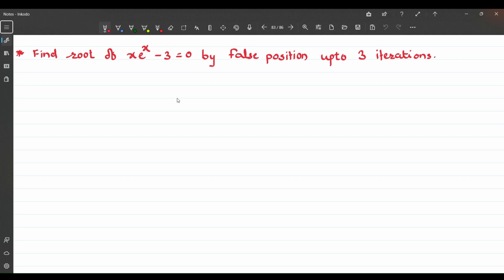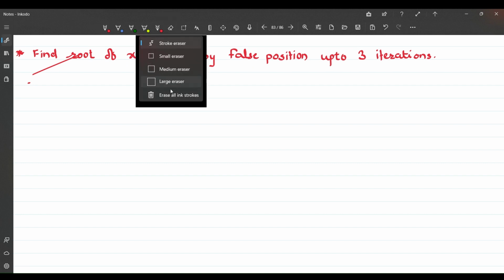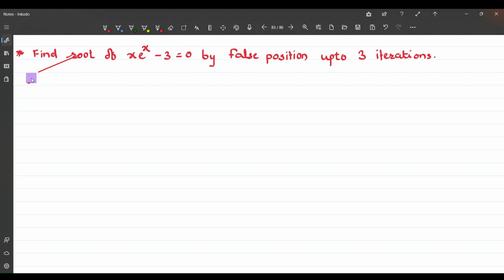Welcome all to the next session of the Regula Falsi Method. Previously, we have seen how to solve these equations, or find roots of these equations, by the false position method. So we know the procedure. Now we'll solve the next example. You can see it on the screen.